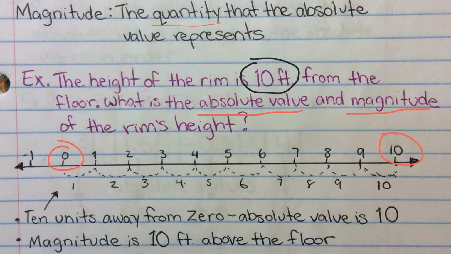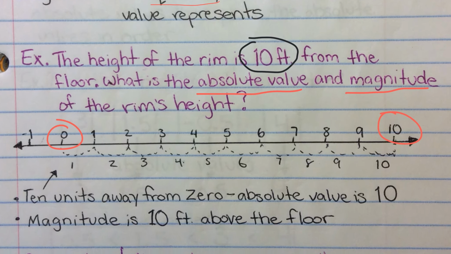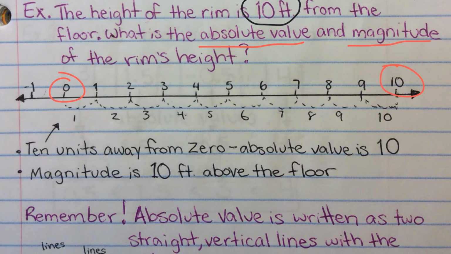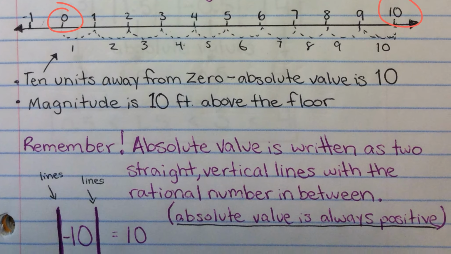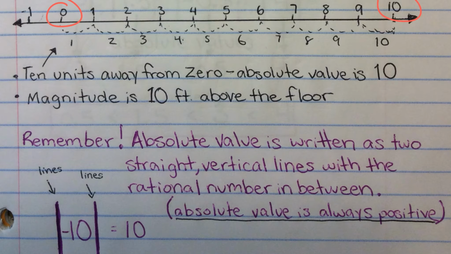However, the magnitude speaks to the real-world application. And the magnitude is 10 feet above the floor, because in real life, that 10 that we're talking about represents feet above the floor. Now, I know that seems very simple. And you think, well, what's the point? If we know that the number is 10, it's obviously 10 units away from 0. However, the distance portion of that definition is going to come into important play, especially when we're talking about negative integers, which we will get to in many of our examples.